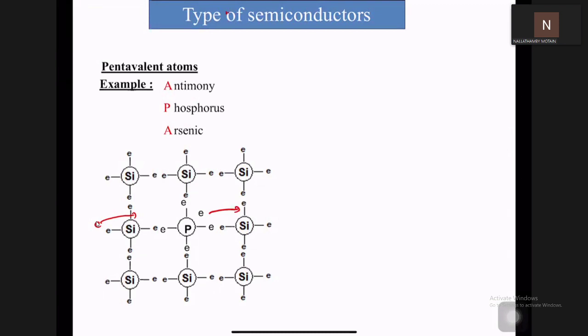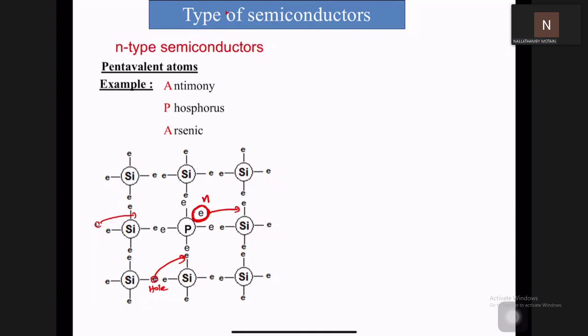And then after the electron is finished, what happened? The electron over here escapes. When it escapes, it produces what? A hole. So the hole will be the minority charge carrier. Majority is electron, so this electron is a negative charge. When you add the pentavalent atoms into the pure semiconductor, it produces extra electrons, which are negative charge. So this type of semiconductor, we call it N-type semiconductor.